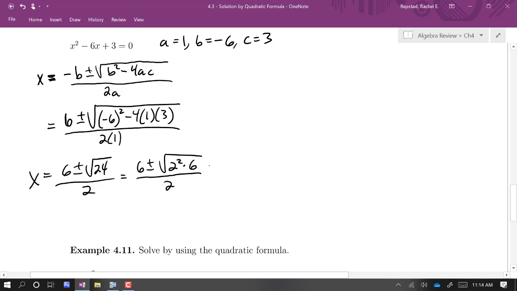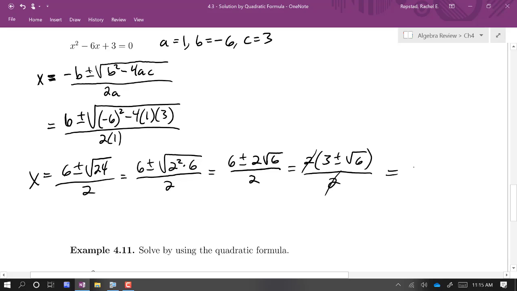So we could take out a 2. And now we can simplify further because in 6 plus or minus 2 times the square root of 6, there's a common factor of 2 there. And then those will cancel. And as an exact value, we have 3 plus or minus the square root of 6. Those are our two solutions. Our two solutions are 3 plus the square root of 6 and 3 minus the square root of 6.